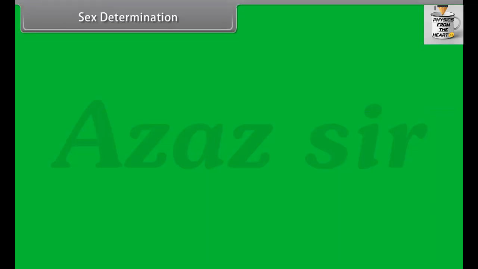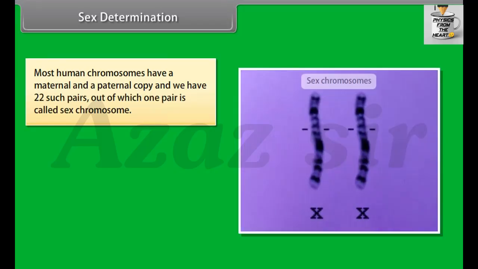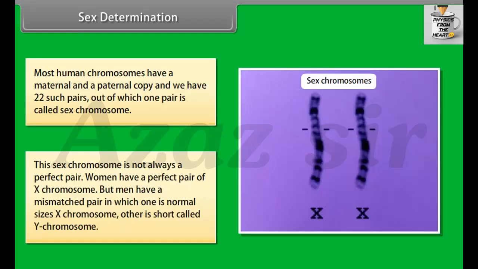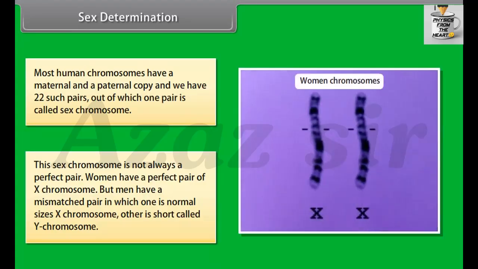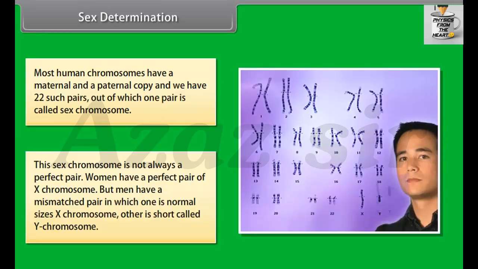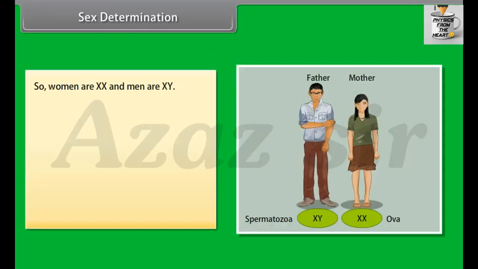Sex determination. Most human chromosomes have a maternal and a paternal copy, and we have 22 such pairs, out of which one pair is called the sex chromosome. This sex chromosome is not always a perfect pair. Women have a perfect pair of X chromosomes, but men have a mismatched pair in which one is a normal-sized X chromosome and the other is short, called the Y chromosome. So women are XX and men are XY.